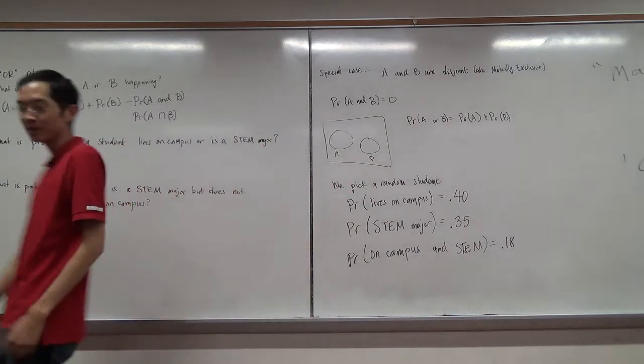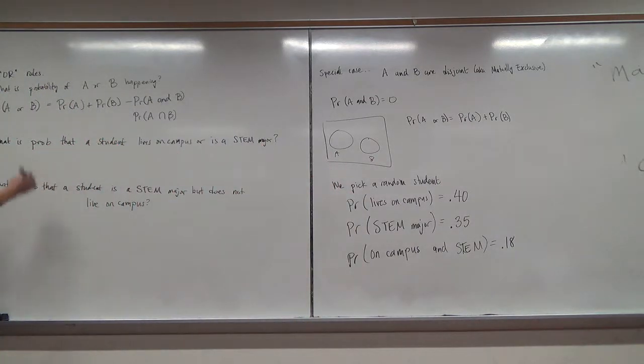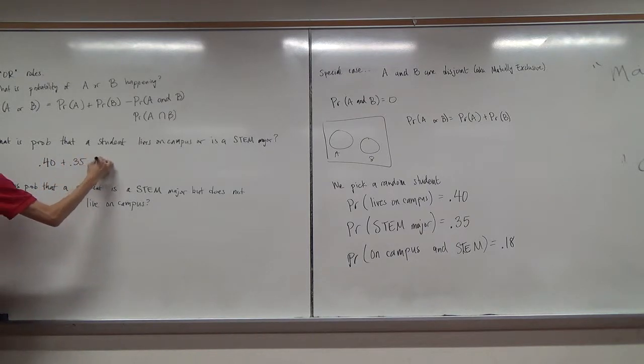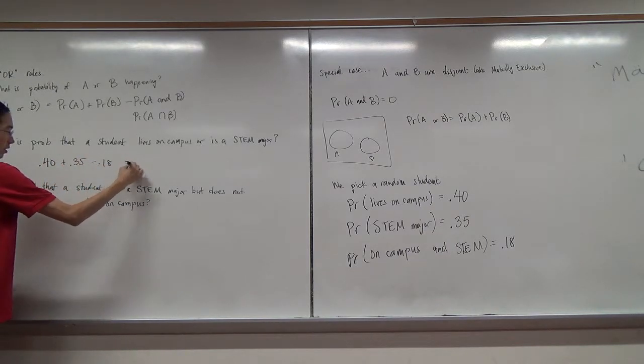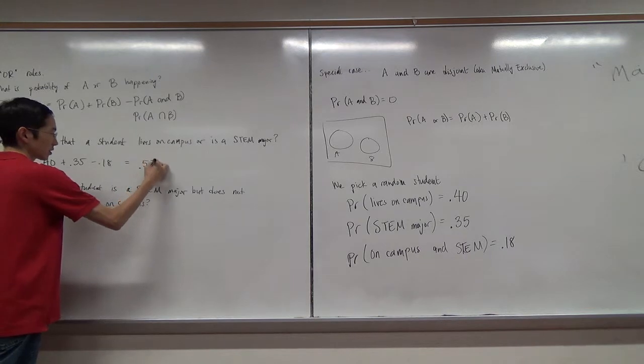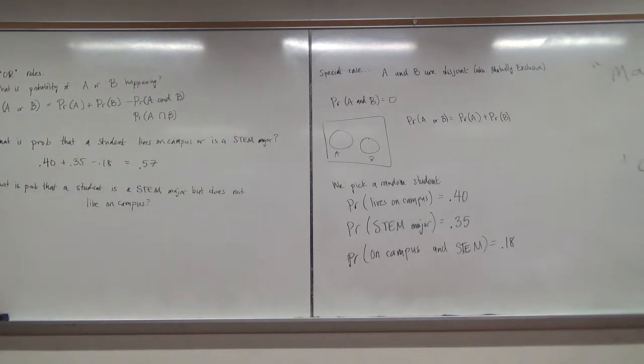Okay, so what's our answer over here? 0.40 plus 0.35 minus 0.18, so I get 0.57. So lives on campus plus STEM major minus any overlap. I get 0.57. Okay. And what's the probability that a student is a STEM major but does not live on campus?